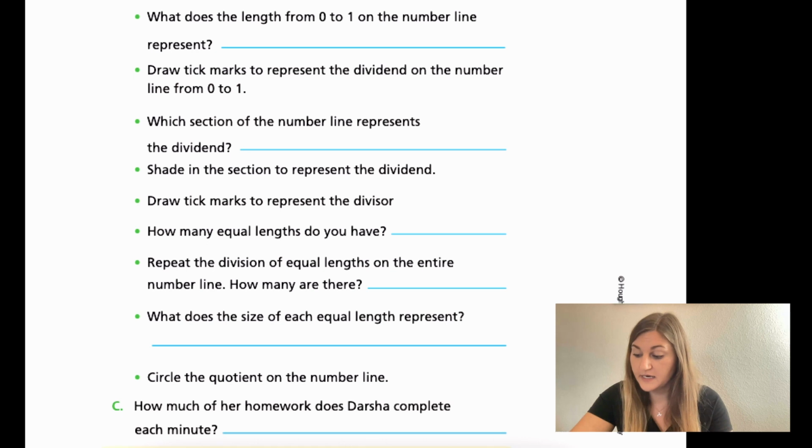And then for C, our last one, how much of her homework does Darshia complete each minute? All right, go ahead and work through all of these problems and then come back and we'll solve them together. Go ahead and hit pause here.